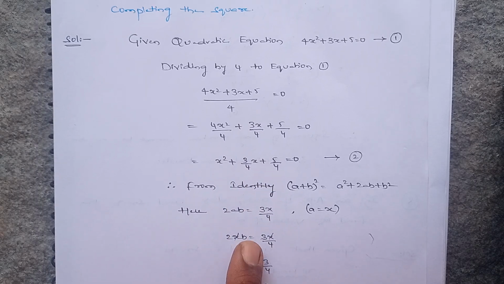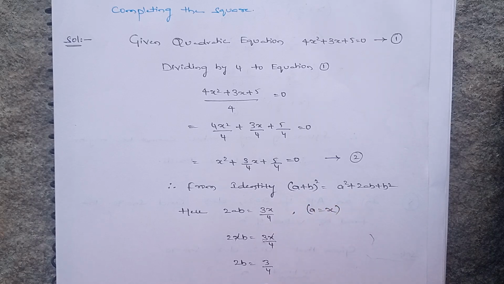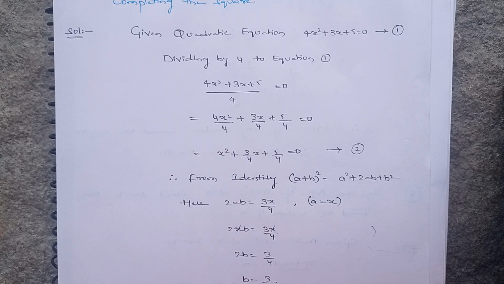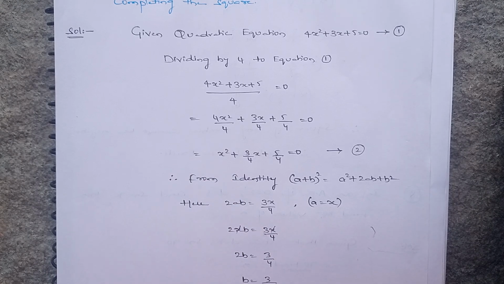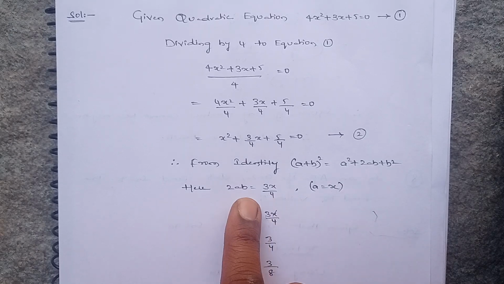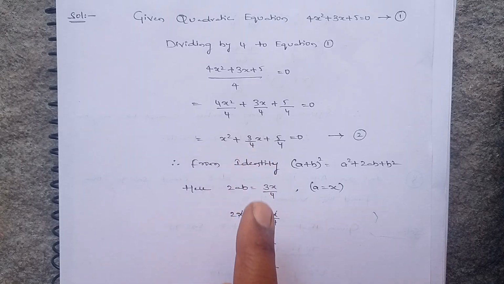Now we have an identity, right? a plus b whole square equal to a square plus 2ab plus b square. From that, find the b term, students. So we have the 2ab term, right? From the formula, 2ab equal to 3x by 4. This is the middle term.